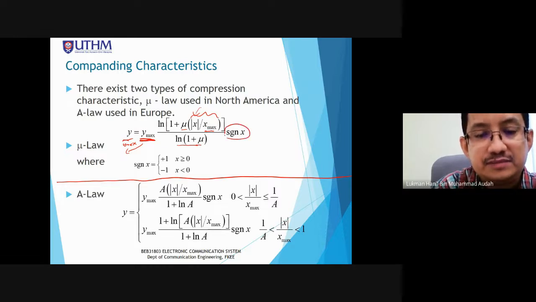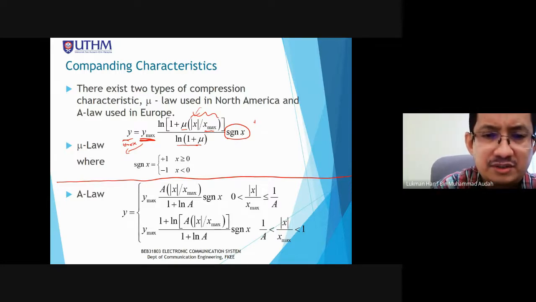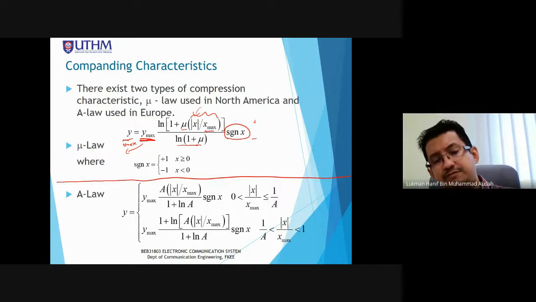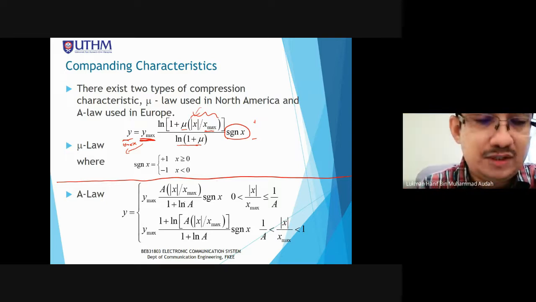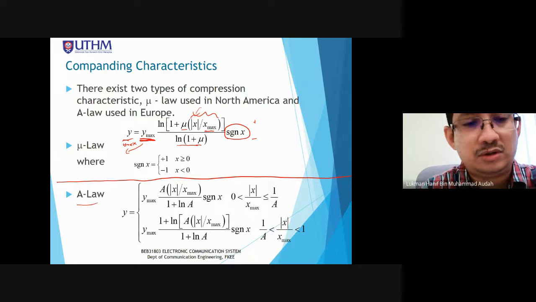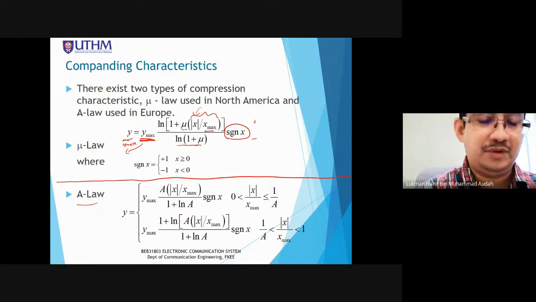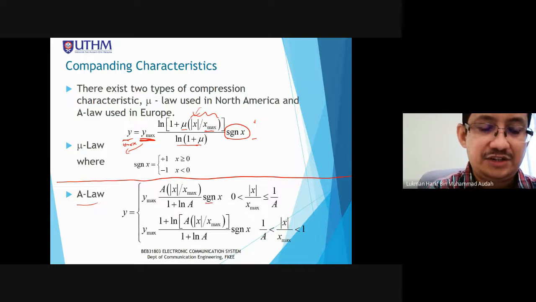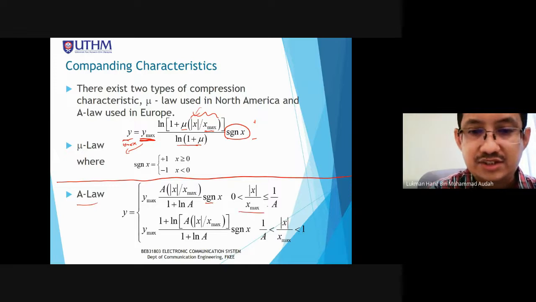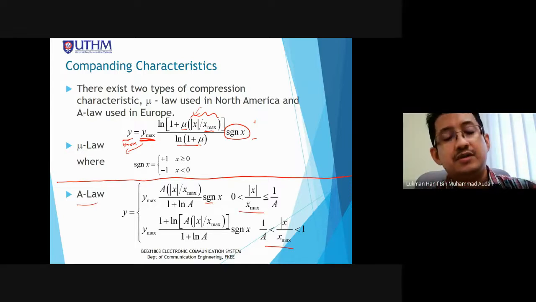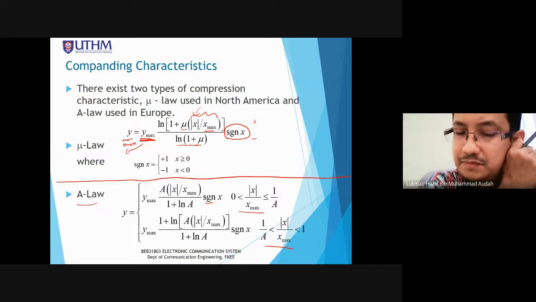Sign X adalah dia punya polarity. Kalau X lebih besar daripada kosong, maka polaritinya adalah positif. Jika X kurang daripada 0, maka polarity adalah negatif. Okay. So ini juga lebih kurang seperti untuk A law. Konsepnya juga seperti untuk A law. Yang mana SGN ini adalah signum, signum untuk berdasarkan nilai X. So ini X dia ada berbeza-beza. Okay.